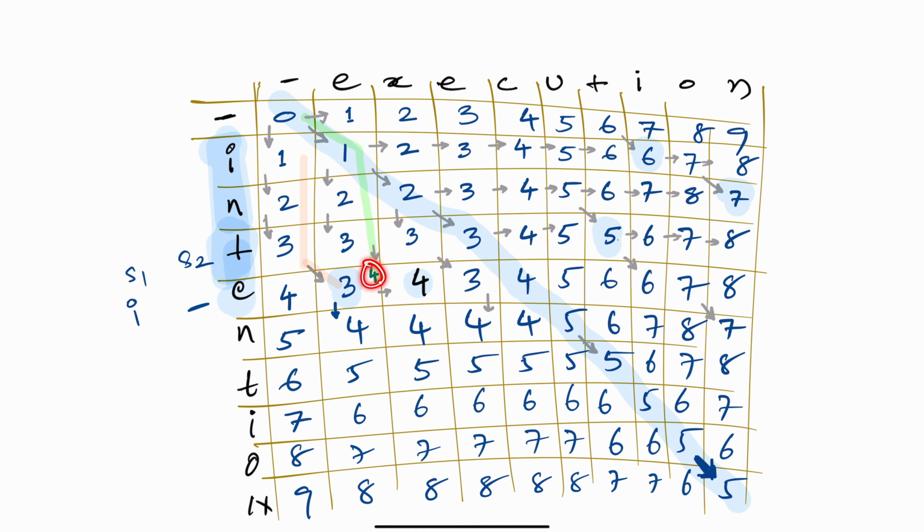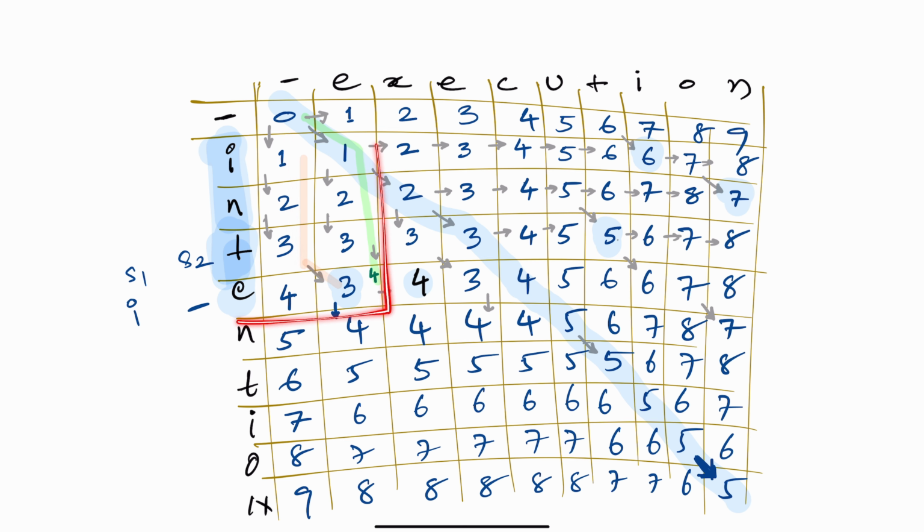What is that 4th operation? Delete E, because we already converted this I with E here. We don't require the last E. So if we follow this path, it will be 4 operations. If we follow this path, it will be 3 operations. That's the reason I mentioned these values.